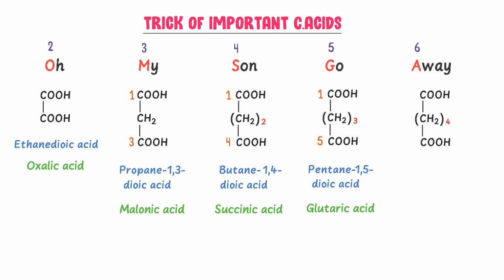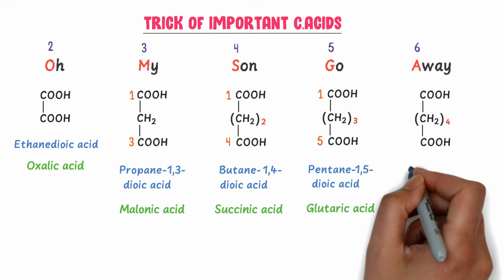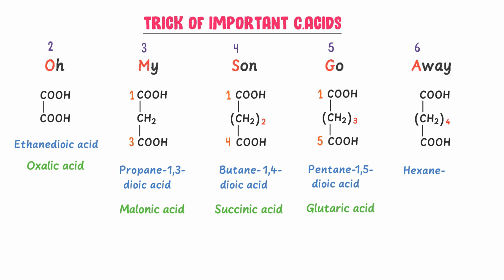Lastly, consider this organic compound. This 4 means 4 times CH2. There are 6 carbons present in it. I write hexane. The 2 functional groups are present at the first and 6th position. I write 1,6. Also, I write dioic acid. I get hexane-1,6-dioic acid. What about its common name? Well, A stands for adipic acid. This is its IUPAC name and this is its common name.